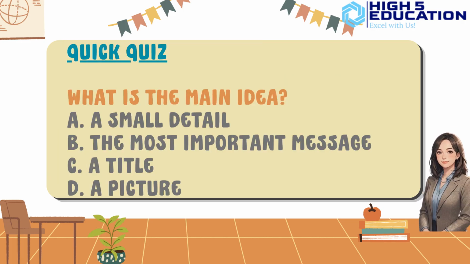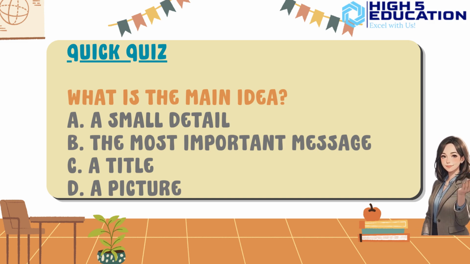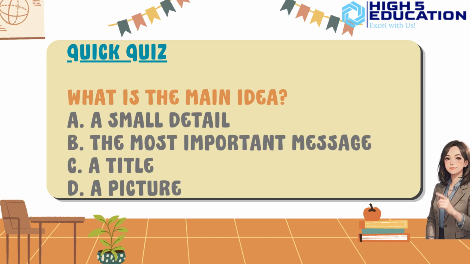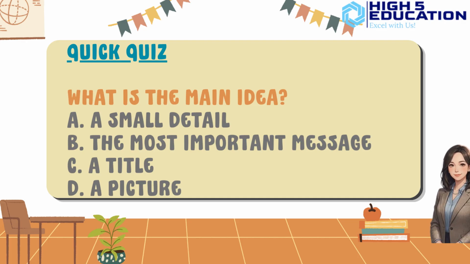Now, let's check your understanding with a quick quiz. Question. What is the main idea? Take a moment to think about what we have learned. Remember, the main idea tells us what the whole text is mostly about. Let's look at the choices. A. A small detail. B. The most important message. C. A title. D. A picture. Therefore, the correct answer is B. The most important message. Great job. Remember, the main idea is the big message that connects all the key details in a text.